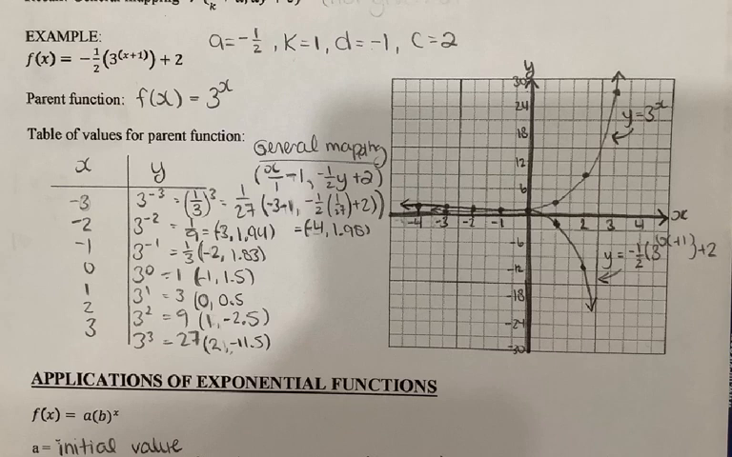All right, so here's my table of values and my graph. So this graph here is the parent function, and then this one is the transformed function, just by plotting those points from my table of values.